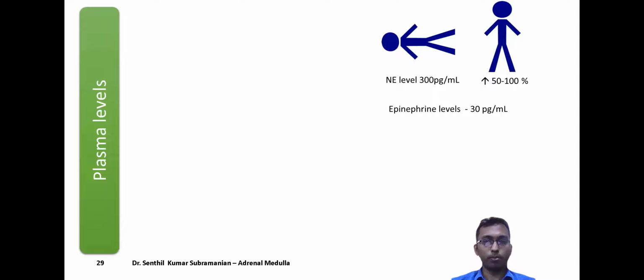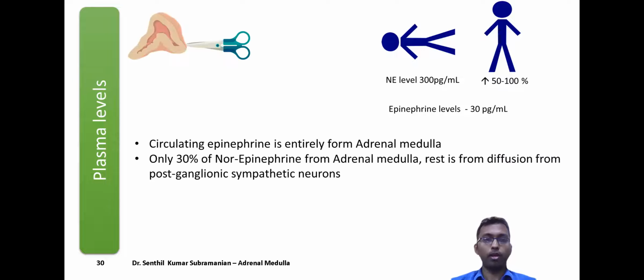Moving to the metabolism, the normal plasma level of norepinephrine is 300 picogram per ml and epinephrine is 30 picogram per ml when the subject is in supine position. When they stand, the levels increase by 50 to 100%. In the case of adrenalectomy, where the adrenals are removed, the epinephrine level falls drastically. However, for norepinephrine, there is no change or very little change.